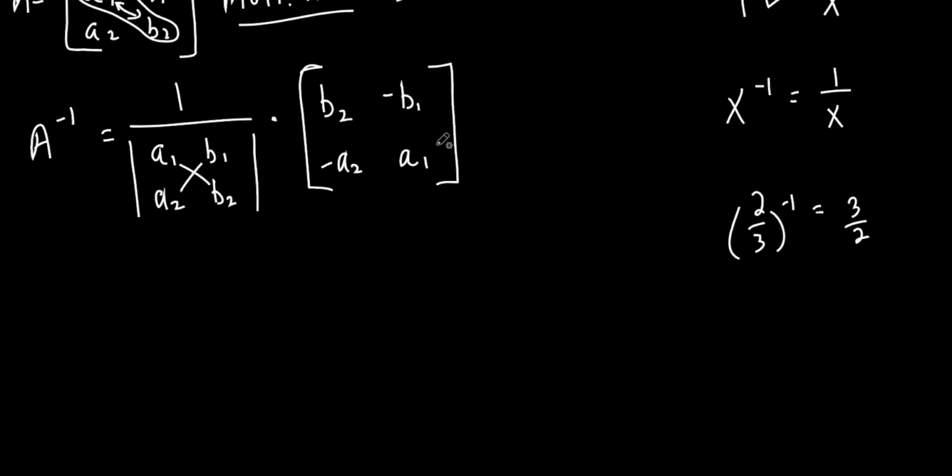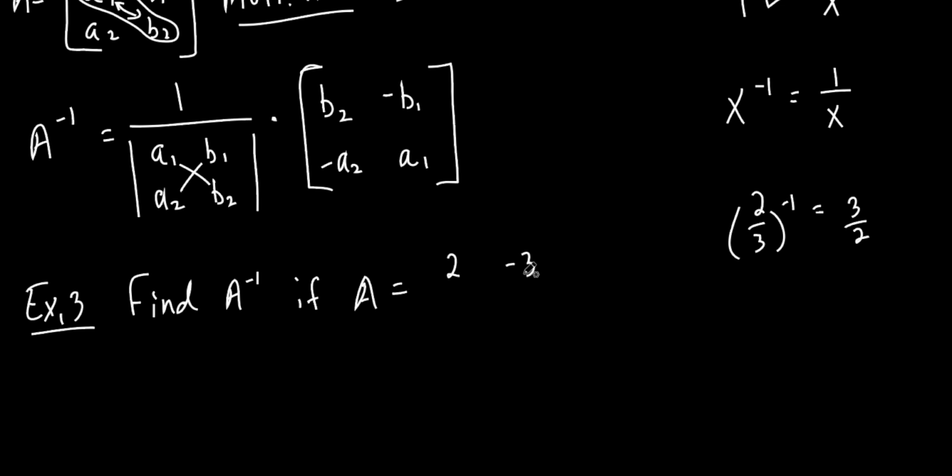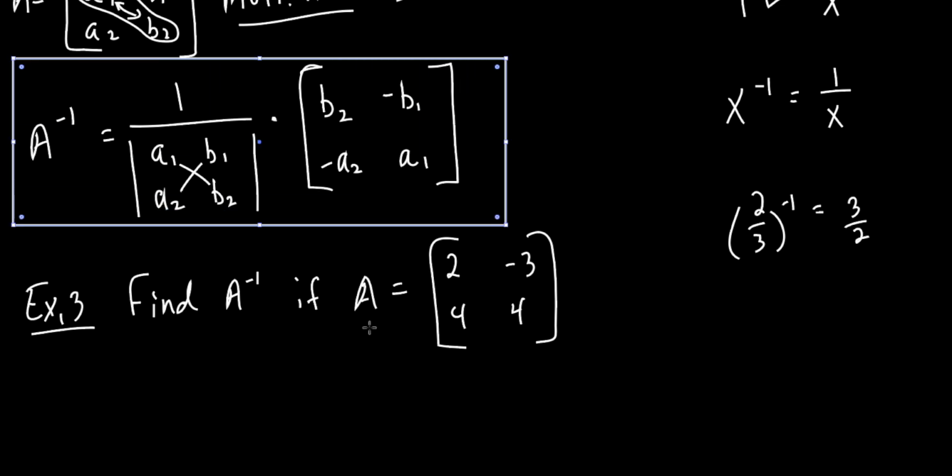So let's do an example. Let me find it. This is example 3 in the book, if you want to follow the book. All right, and they say find the inverse matrix. I'm going to put A to the negative first. If A is equal to 2, negative 3, 4, 4. All right, so here's the matrix that they give you. What we want to do is find the multiplicative inverse. And this right here, put that in a box. That right there is how you find the multiplicative inverse.